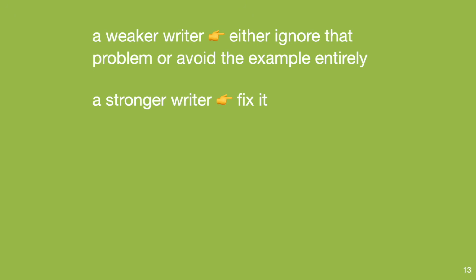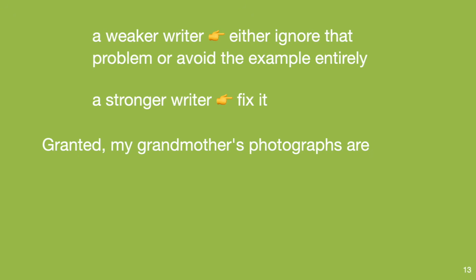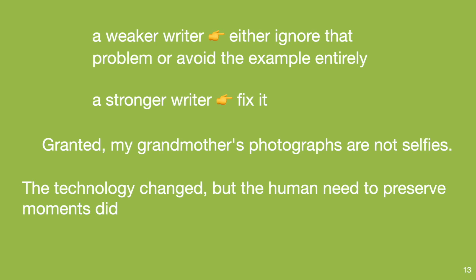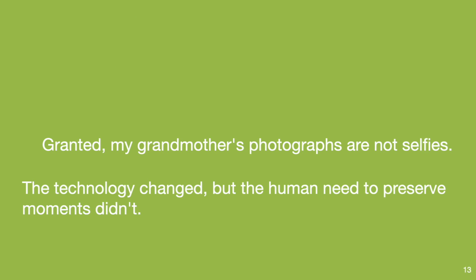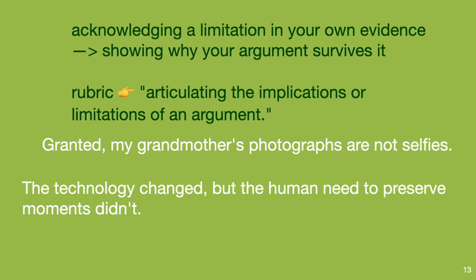But you can actually call it out in your own essay by adding a sentence like this. Granted, my grandmother's photographs are not selfies. And then explain why the evidence still holds. The technology changed, but the human need to preserve those moments did not. This is a huge sophistication move. You're acknowledging a limitation in your own evidence and then showing why your argument survives it.